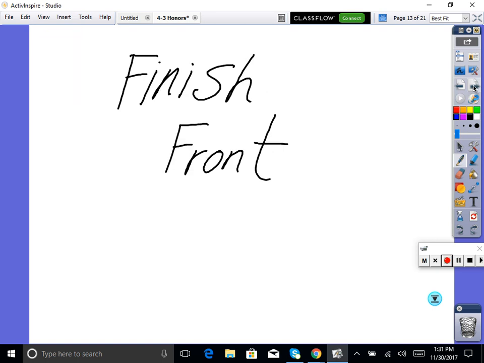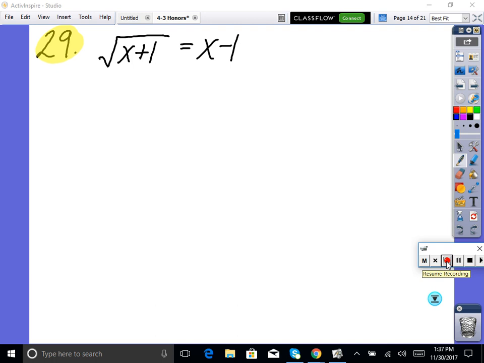Go for it. Finish the front. Okay, go to 29. Let's graduate to the big kid pool. Okay, now guys, it doesn't get any harder. The algebra gets harder, meaning you just have to be more careful. You can do it though, guys.